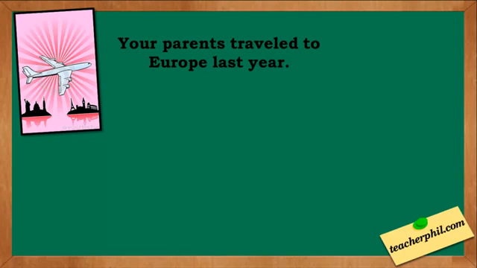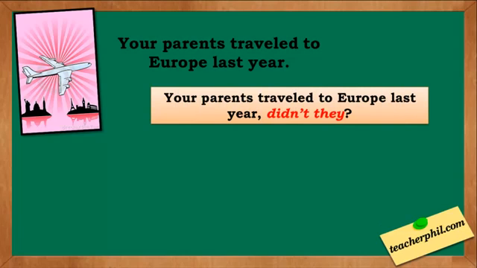The fourth one, your parents traveled to Europe last year. The correct answer is, your parents traveled to Europe last year, didn't they? We don't have an auxiliary verb here. We only have the main verb traveled. Therefore, we need to use the verb did, since the action traveled is in past tense. Our statement is in the positive form. Therefore, a negative tag is needed, didn't they?